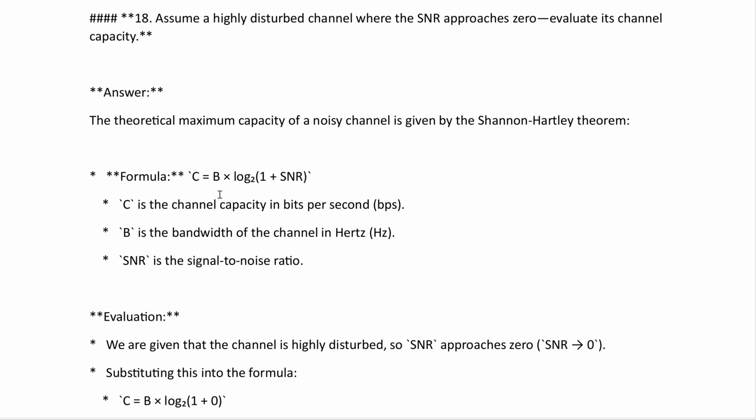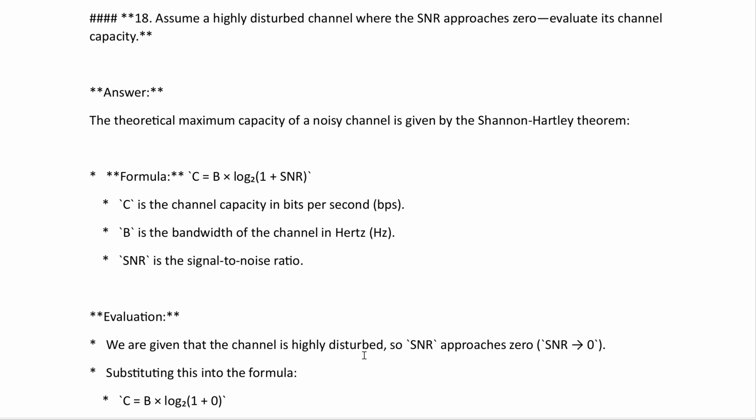The formula is capacity C equals bandwidth B times log 2 of 1 plus signal to noise ratio. C, as I have said, is the channel capacity in bits per second, that is bps. B is the bandwidth of the channel in hertz, that is Hz. And SNR is the signal to noise ratio. Please remember, this is only signal to noise ratio and not signal to noise ratio in decibel. Both are different. So it is only signal to noise ratio and not signal to noise ratio in decibel.